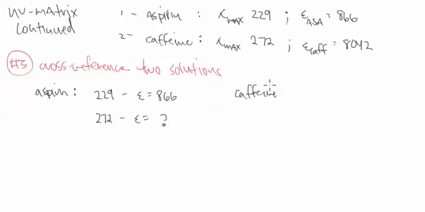Caffeine, same discussion here. Caffeine is at 272, and I just calculated the molar absorptivity. That was 8,042. But caffeine's in the sample, in that mixture, and caffeine does give me an absorbance at 229, which is aspirin's wavelength. Caffeine can contribute to some of that absorbance. So I'm going to have to calculate the molar absorptivity of caffeine at aspirin's wavelength. So this is what we mean by cross-referencing. Analyze aspirin at aspirin wavelength, but you also need to analyze aspirin at the other component's wavelength, and in this case it's caffeine.